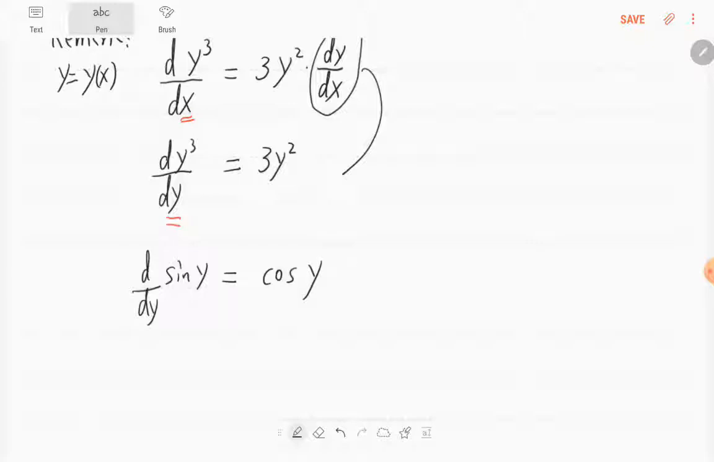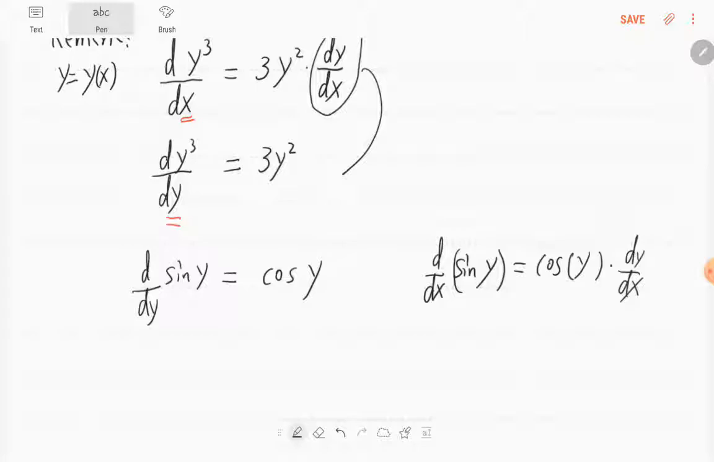But if we take the derivative about x for sine y, that means you always treat y as a function of x. So this would be a composite function. The outside function is sine. The inside function is y. The derivative of sine is cosine. Cosine of what? Of y, right? We plug in y, then multiply by the derivative of the inside function. The derivative of the inside function is just dy over dx.